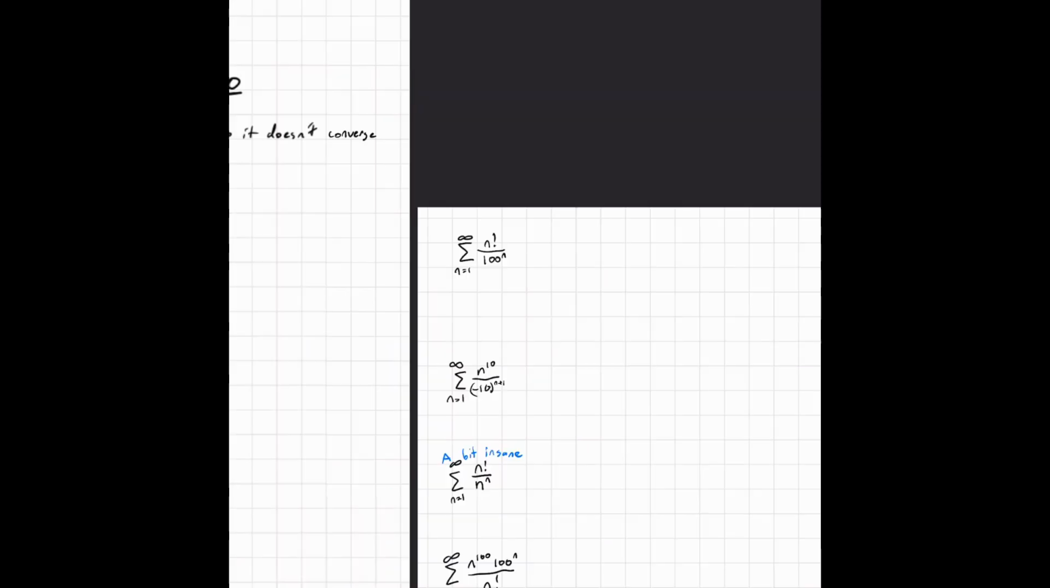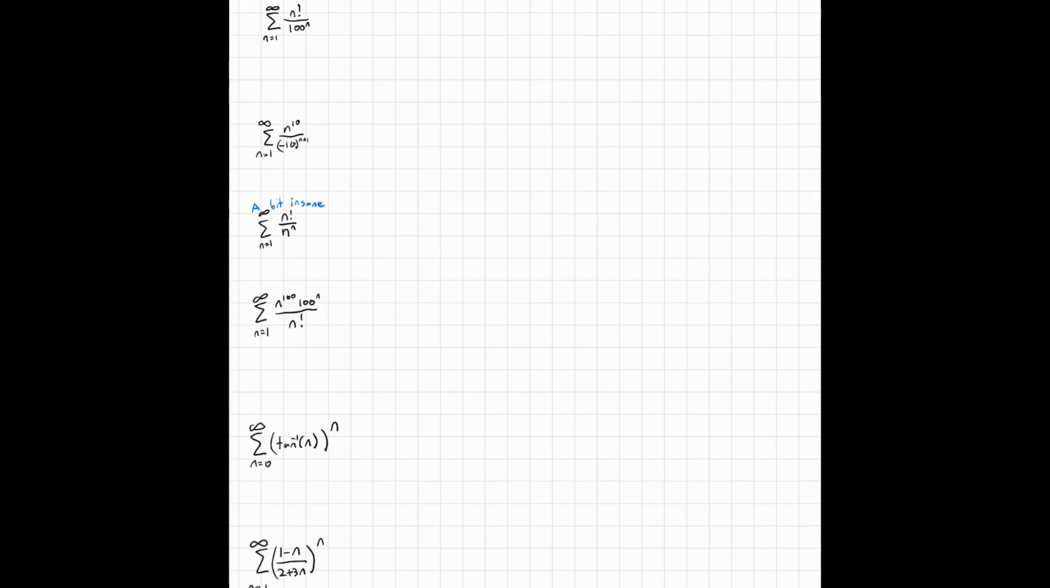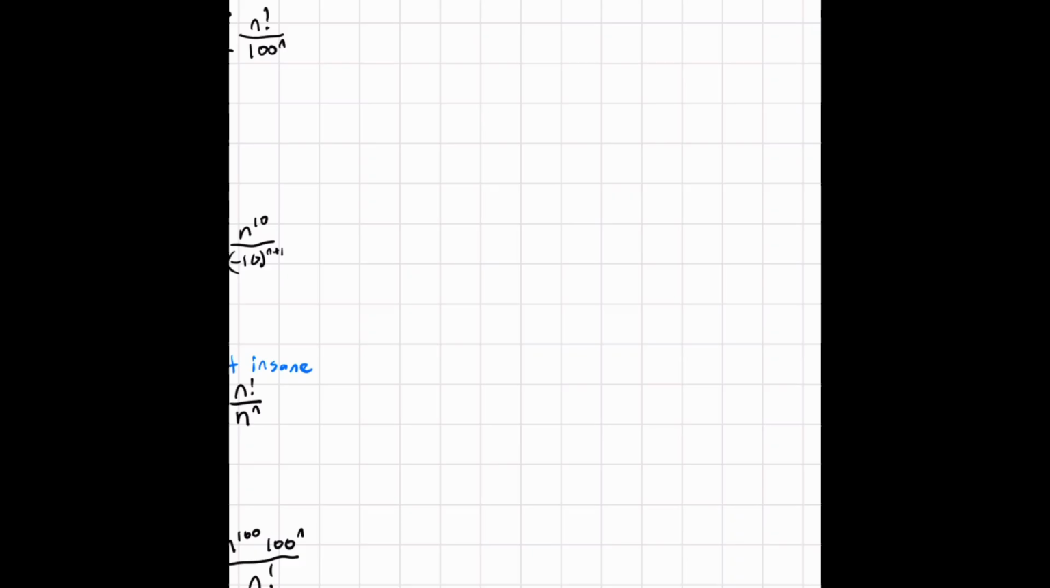Okay, so I want to review some ratio and root test problems to test for absolute convergence. So here is a selection of these different problems. They vary in difficulty a little bit, but we're going to use either the ratio test or the root test on all of these. So let's see what happens when we do that.